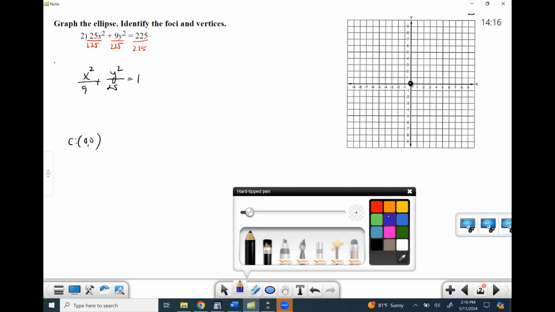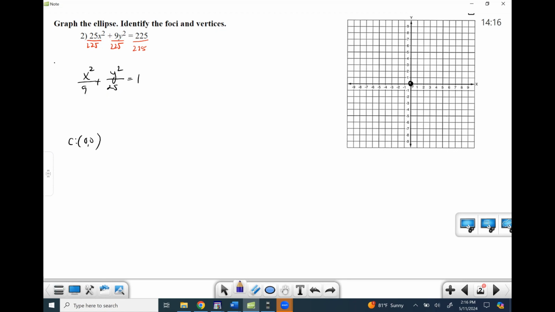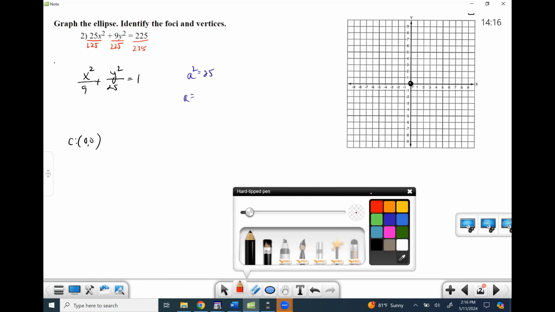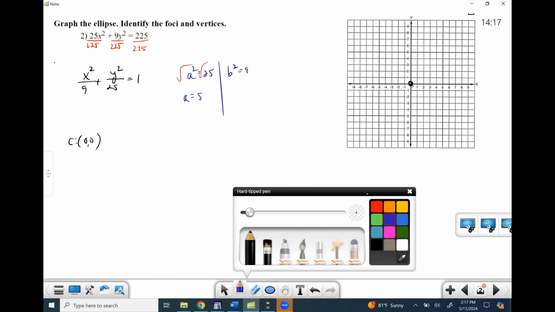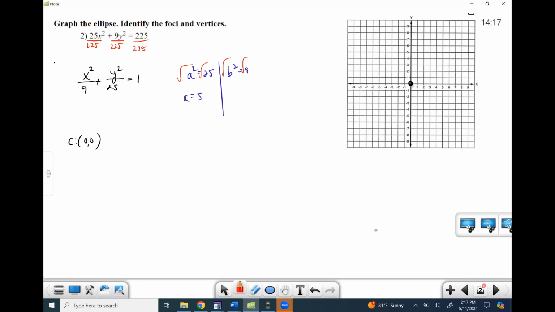And we know that a squared is the bigger number. So a squared is going to be 25. So if we square root both sides, we end up with a being 5. All right, and then b squared would be the smaller number, the 9. So if we square root both sides, then we get that b equals 3.